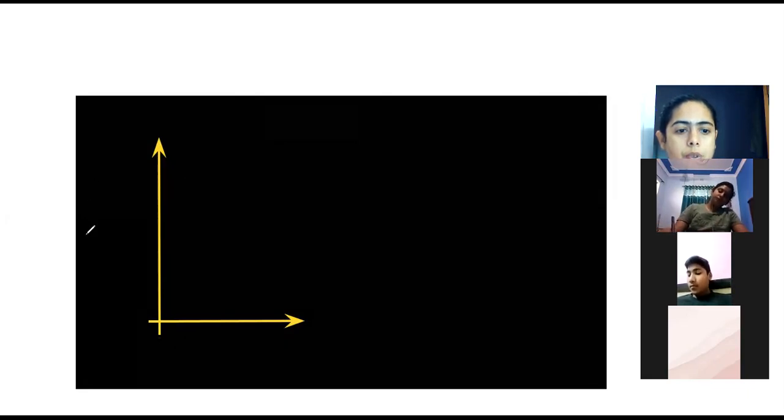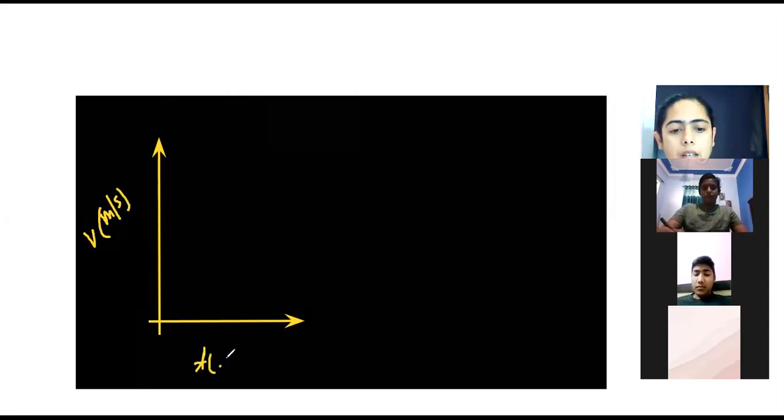Okay, so on one side we will have the velocity. It goes in meter per second. Kindly draw the graph side by side on your screens to avoid any confusion, and then when I explain, you will have full concentration over there.